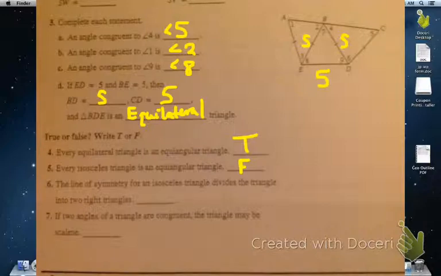Number 6, the line of symmetry for an isosceles triangle divides the triangle into 2 right angles. We know that that's true because if it divides the vertex angle in half, it's a perpendicular bisector, so it creates those right angles. Number 7, if 2 angles of a triangle are congruent, the triangle may be scalene. That's false. Scalene means that all the sides were different, so that would mean that all of the angles have to be different. So there's no way to have 2 that are equal.